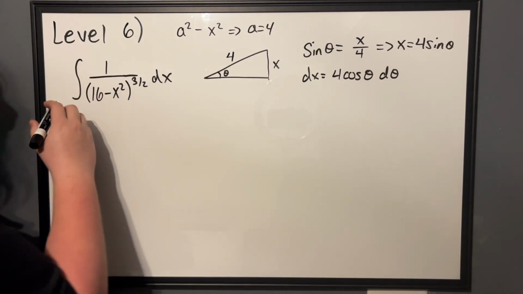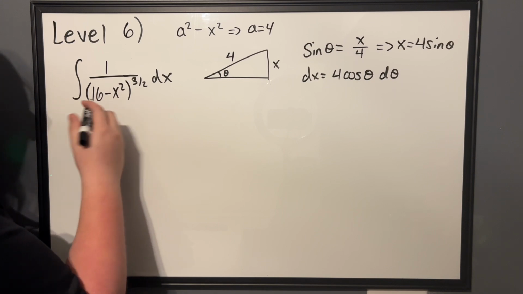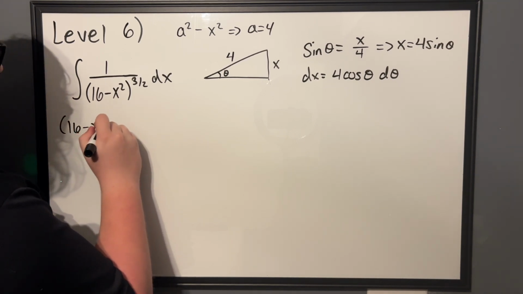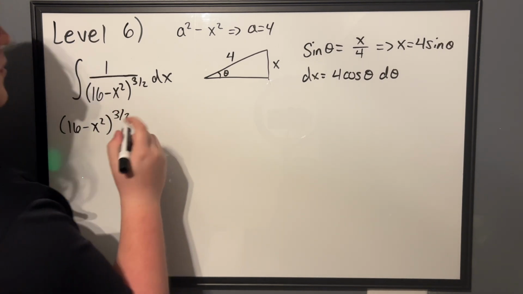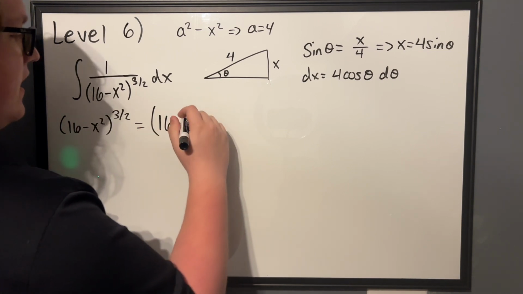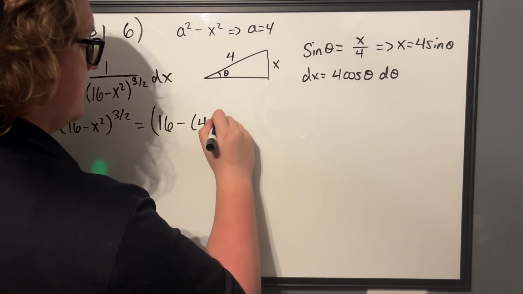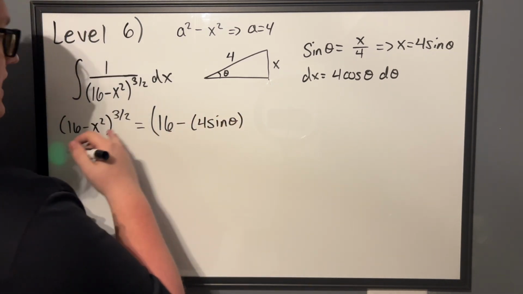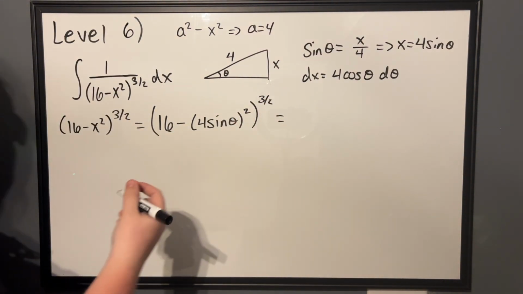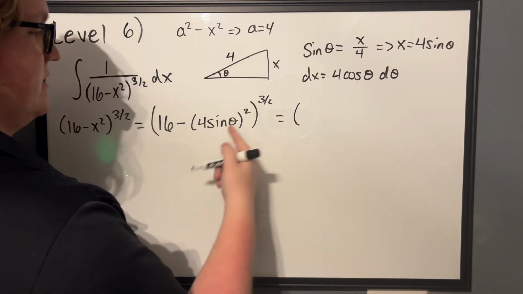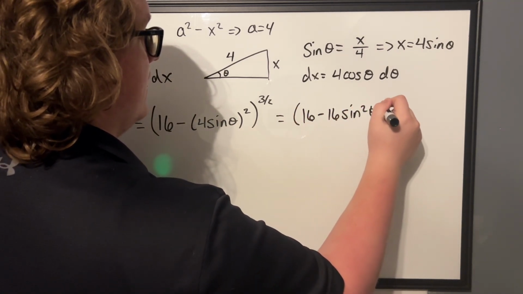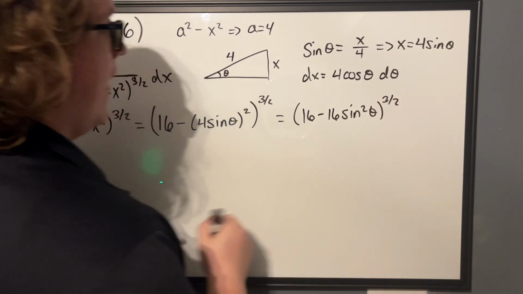Now, because of this, we're going to actually work with this right here. So here's what we know. We are going to say we have 16 minus x squared to the 3 halves. So we're going to work with that first. Well, if we use this substitution, we're going to have 16 minus x, which was equal to 4 sine theta. So 4 sine theta, and that is squared, and all of that is to the 3 halves. Now we want to do a little bit of simplifying here. So we're actually going to square this. So we're going to get 16 minus 16 sine squared theta to the 3 halves.